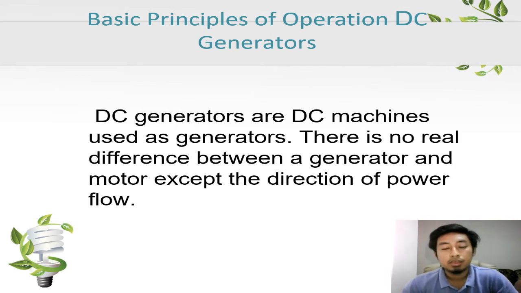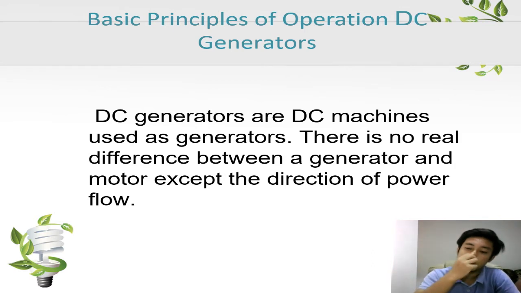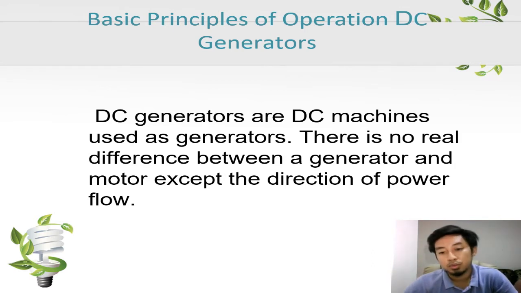So this is the basic principle of operation of the DC generator. The theory is that DC generators are machines used as generators. You can imagine the generator like in the night market. They use a generator, and they require fuel to run the generator. The output is the voltage. There is no real difference between the generator and the motor except the direction of power flow.